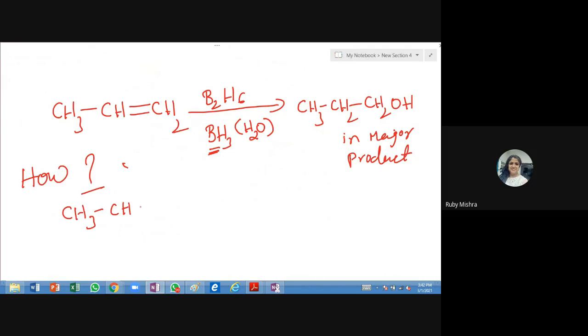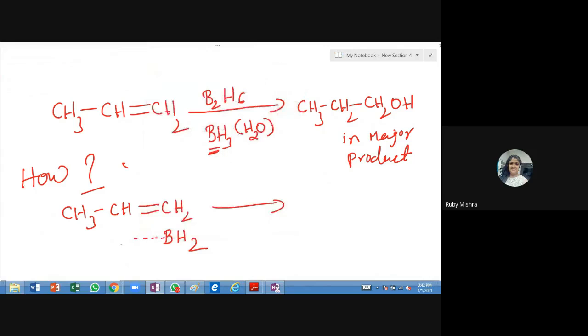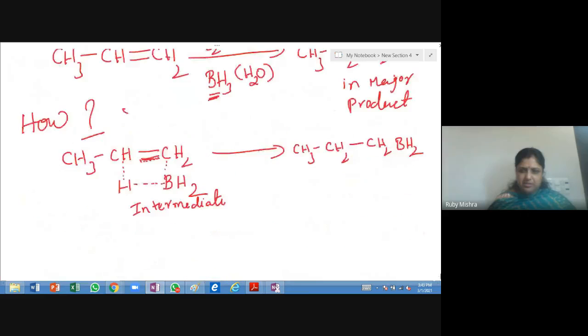If we see this CH=CH2, and it reacts with this BH3, what happens is the B-H reacts with the double bond like this, the H goes like this, and this bond is also getting cleaved. So basically we get an intermediate, and then CH3CH2CH2BH2, we get this moiety. Now again this BH2 can be considered like this.